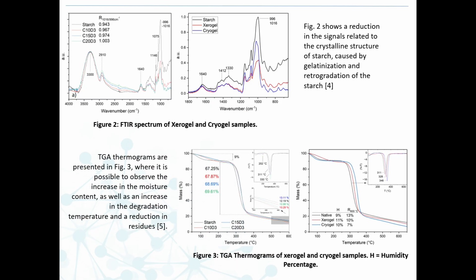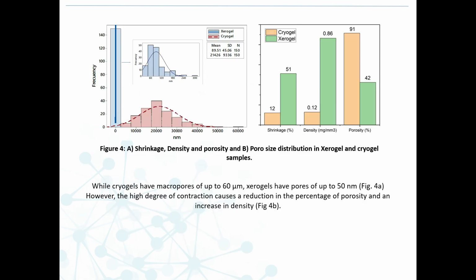Regarding the TGA thermograms, we observe an increase in the degradation temperature and a reduction in residues, which is partly related to the reorganization of the starch chains, but can also be attributed to the porous structure of the material. Finally, regarding some of the functional properties of these materials, we find pore size, density, shrink rate, and percentage of porosity. These figures present a comparison between cryogels and aerogels, where their differences are notable.